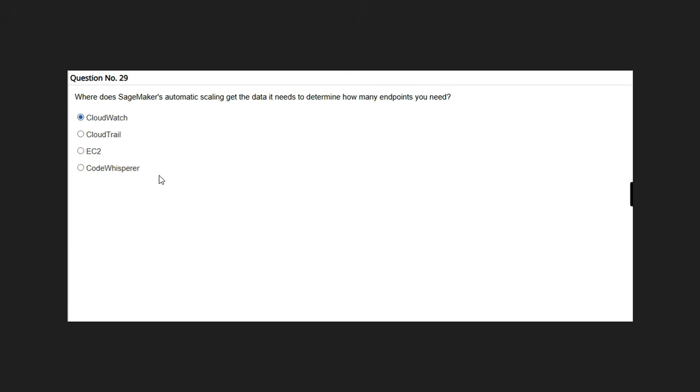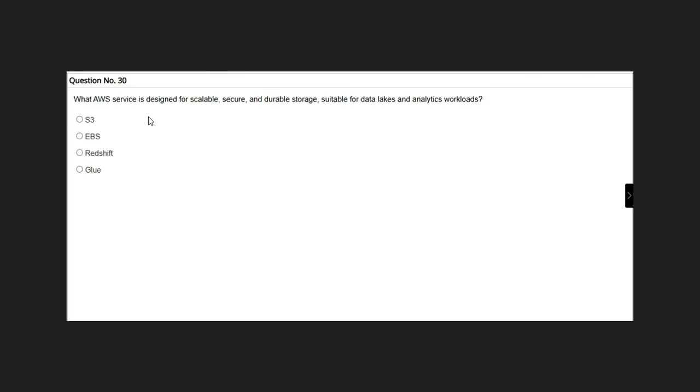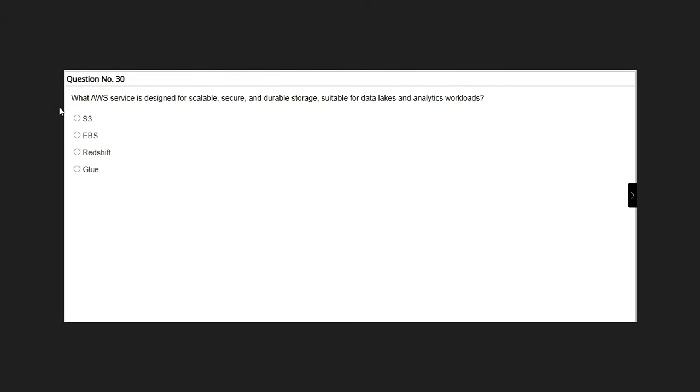So last question. What AWS service is designed for scalable, secure, and durable storage, suitable for data lakes and analytics workloads? So S3, EBS, Redshift, Glue. S3 is the right answer for scalable, secure, and durable storage, suitable for data lakes and analytics workloads.